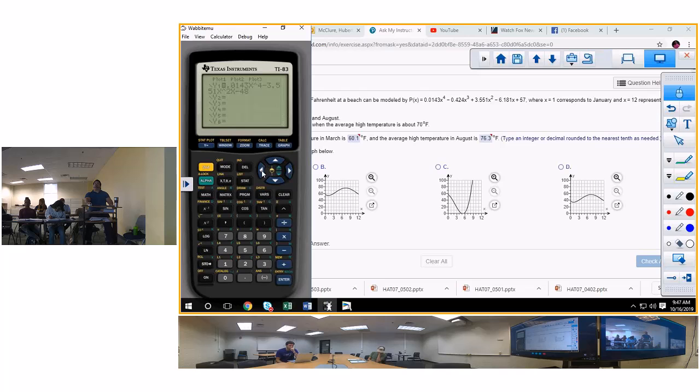Oh, x to the third, plus 3.5, minus 6.181 x, I'm trying not to make a mistake, plus 57, and graph. Now, of course, you got to hit zoom standard because it's all screwed up. Zoom standard 6.